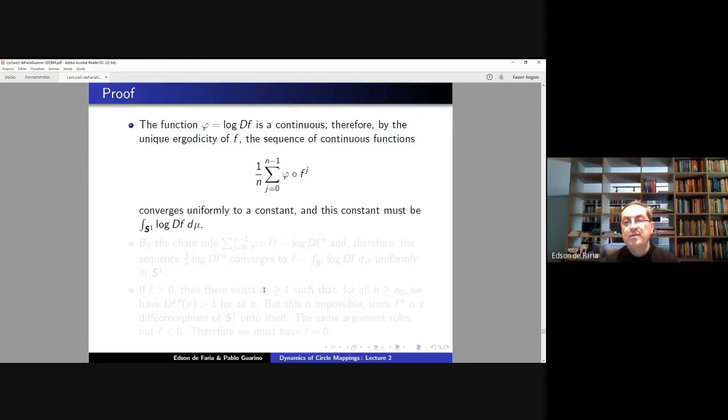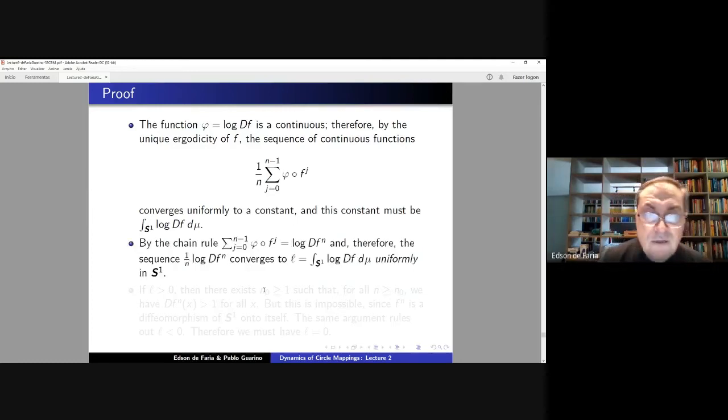The constant is the space average of log df, so it's the integral of phi with respect to the measure mu. On the other hand, you know from the chain rule that the sum that appears in this Birkhoff average is just the logarithm of the derivative of fn. So what this is saying is that the sequence 1 over n log of dfn converges to this constant, and the convergence is uniform on the circle S1.